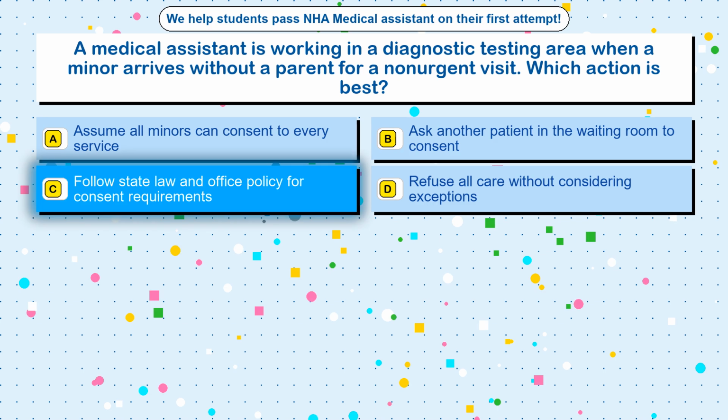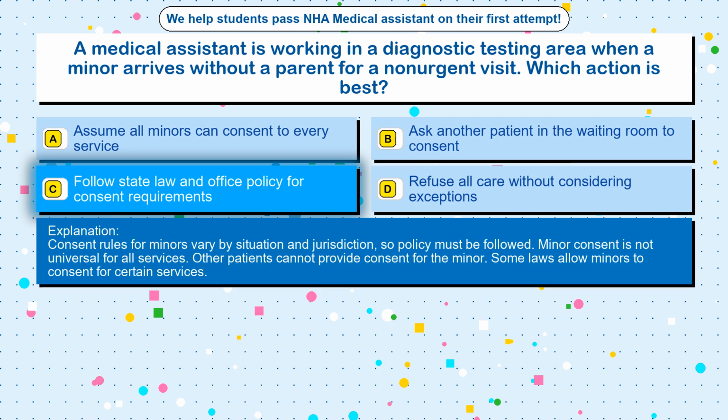The correct answer is option C, follow state law and office policy for consent requirements. Consent rules for minors vary by situation and jurisdiction, so policy must be followed. Minor consent is not universal for all services. Other patients cannot provide consent for the minor. Some laws allow minors to consent for certain services.